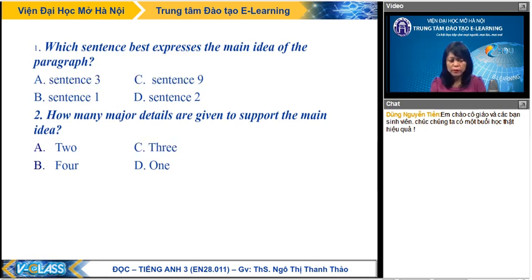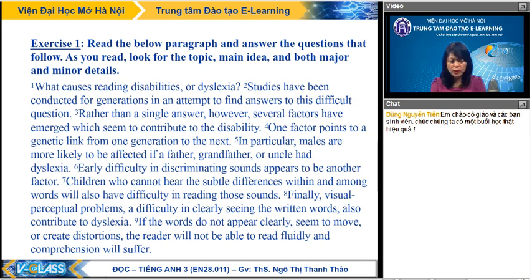Now, I'd like you to look at our reading again. What causes reading disability or dyslexia? Studies have been conducted for generations in an attempt to find an answer to this difficult question. Rather than a single answer, however, several factors have emerged which seem to contribute to the disability. One factor, okay, another one, and the final one. So you see that this is the main idea of our reading, and here is the topic sentence. The topic sentence is number 3. Okay, so in this one, we are expected to find some factors that contribute to the disability. Disability here means reading disabilities.